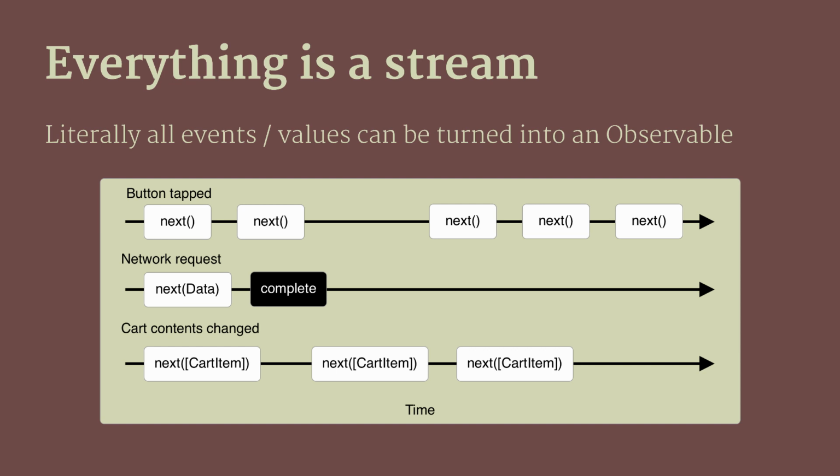Everything is a stream. Literally all events with their values can be turned into an observable. A button being tapped might be tapped a whole bunch of times, so there's a bunch of next events. A network request is usually just going to have one next event: here's the data, the response from the API, and then the stream is complete. You could have one for your cart contents changing. Every time the items in the cart change, we send a next event and say, here's the list of items, and someone else can subscribe to that and say, okay, are any of those items showing currently on the screen? If they are, then maybe I'll update a number and cart badge on that cell.